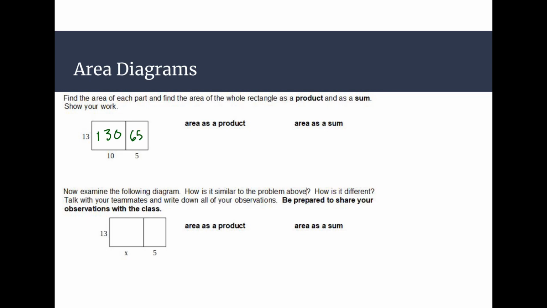So this is just kind of review. So remember, our area as a product means we're going to be multiplying. So we want to do our 13 times the entire bottom, which will be 10 plus 5. 10 plus 5 is going to be 15, and then I multiply 13 times 15 together to get 195. Our area as a sum means we're adding the two smaller areas together. So we're going to do 130 plus 65 to get 195.